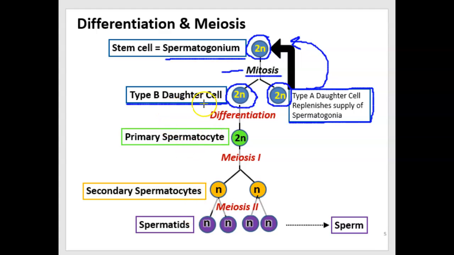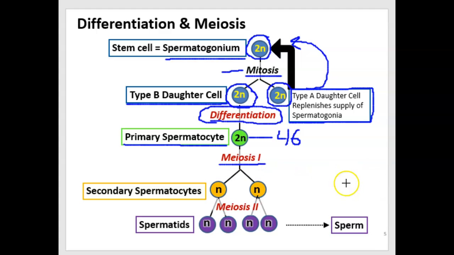So this daughter cell, we could call it a spermatogonium, I don't know what else it's called, differentiates. That means certain genes turn on. And when it differentiates, it becomes a primary spermatocyte. It is still diploid. It still has 46 chromosomes. This is the starting cell for meiosis.